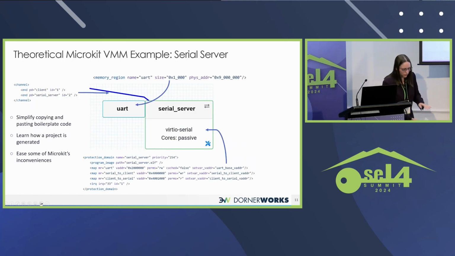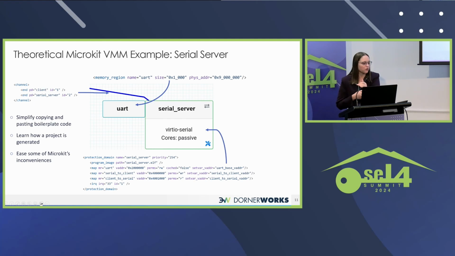So here's an example of how it works with Microkit. This is really common, having a serial server. For your VMs, they have to be connected to a serial server to get serial I/O, so you can actually see what's going on. So you can, with this, drag, drop, plop down a serial server protection domain. Here's all the code that it could generate. And again, it's a theoretical example.